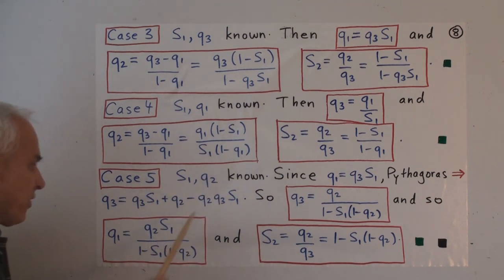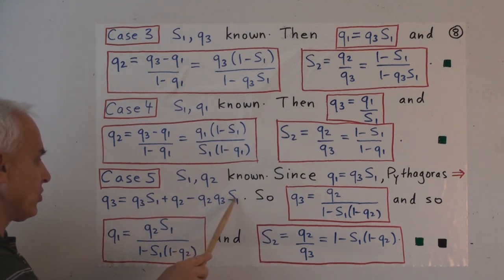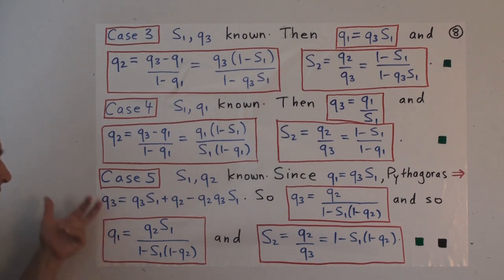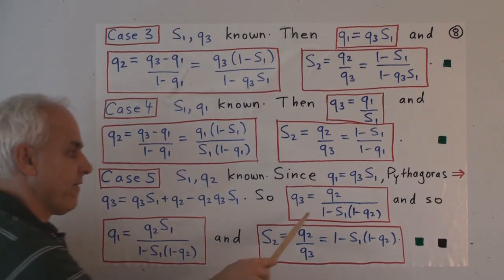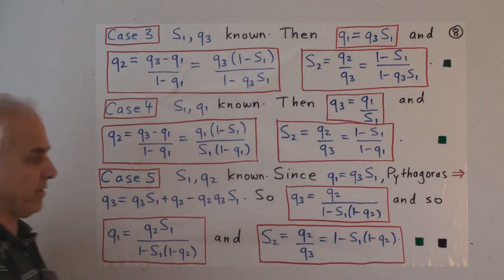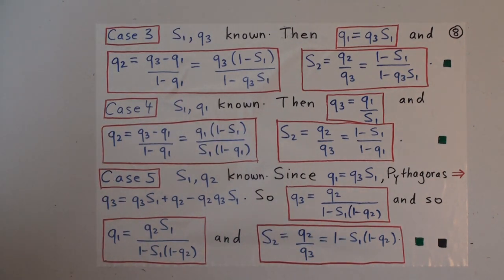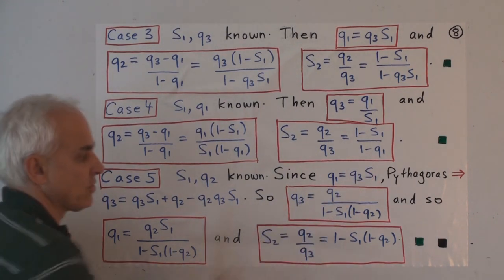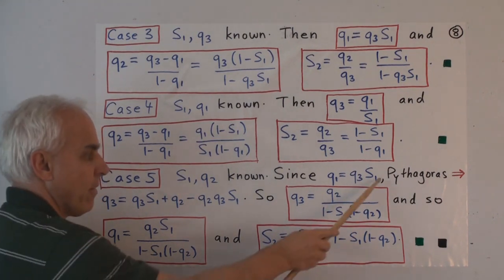So the Q3, if we bring that all to one side, there's going to be only Q2 left on the right-hand side, and then on this side there will be a Q3 times 1 minus S1 plus Q2 times S1. So then we'll divide by that. Divide by 1 minus S1 plus S1 Q2, and I've just rewritten it a little bit like that. So that's what Q3 is. Then Q1 is Q3 times S1. So it means we just take this and multiply by S1.